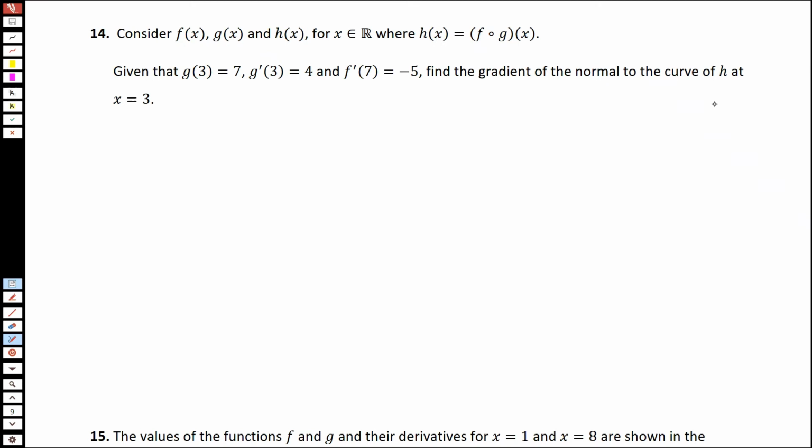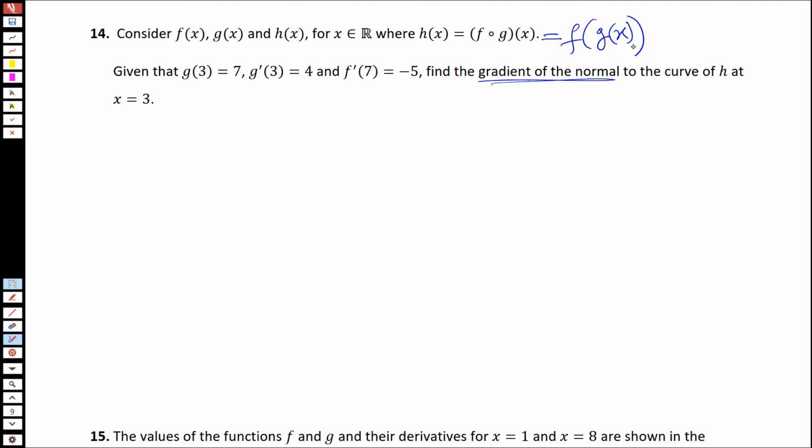In this question, we are given f, g, and h, and we are required to find the gradient of the normal. So what we can do here is to start from the original function that are given. It's given that h of x is equal to the composition of f and g, whereby f takes the results of g. So you apply g first before f.